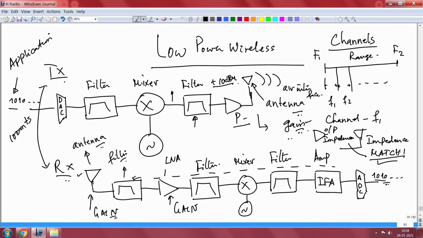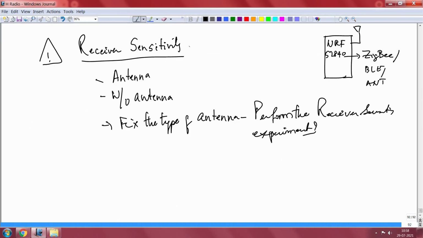Only then, as you have studied, does maximum power transfer actually happen. Unless you match the impedances, you will not have the maximum power that is expected to be transmitted. It will never happen. Your plus 10 dBm assumes that it is impedance matched. Therefore, receiver sensitivity comes back to the same problem. We are talking about receiver sensitivity with proper impedance matching.